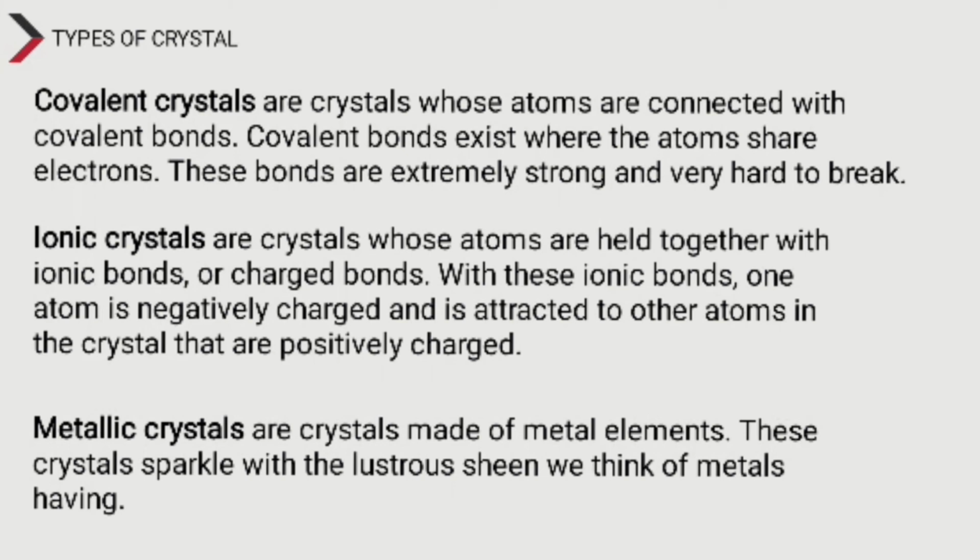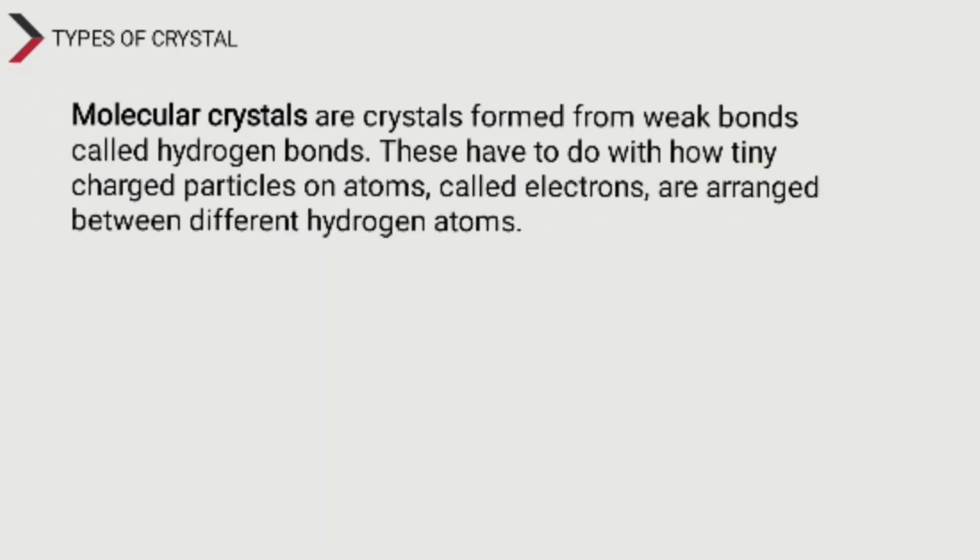The second one is the ionic crystals, which are crystals whose atoms are held together with ionic bonds, or charged bonds. With these ionic bonds, one atom is negatively charged and is attracted to other atoms in the crystal that are positively charged. The third one is the metallic crystals, which are crystals made of metal elements. These crystals sparkle with a lustrous sheen. And the last one is the molecular crystals. Molecular crystals are crystals formed from weak bonds called hydrogen bonds.